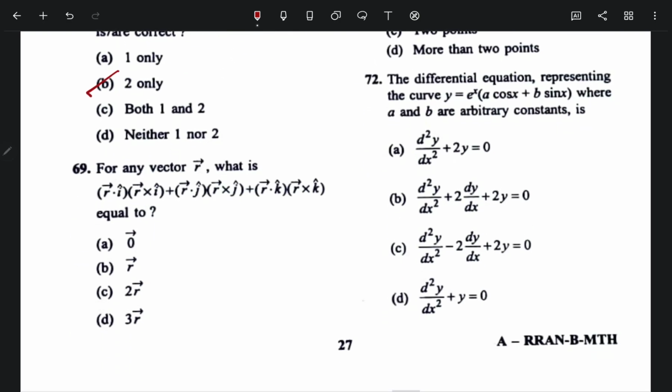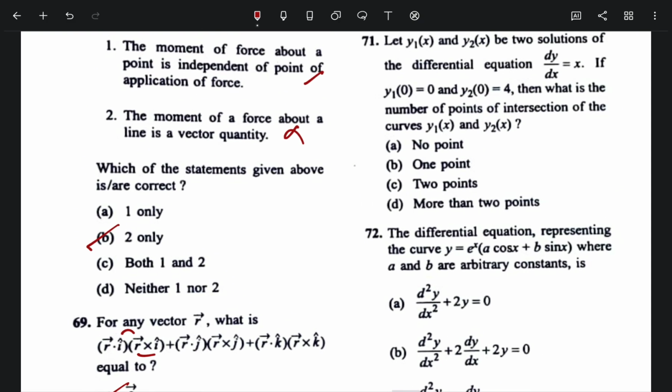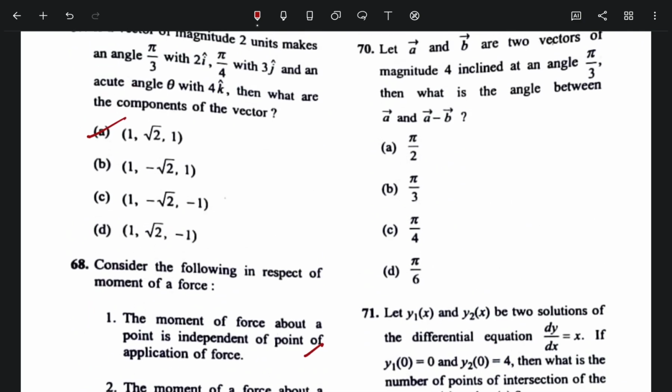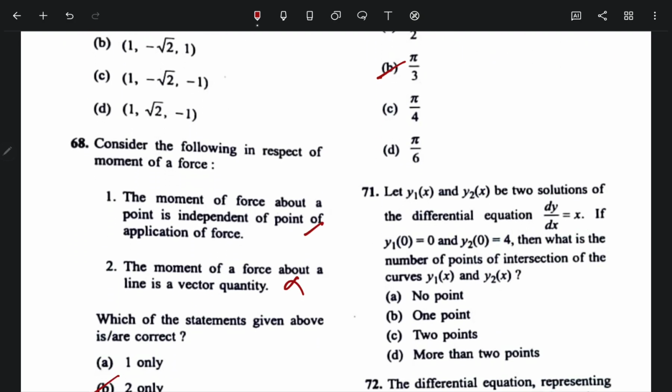Then you have 69, that is A. You cross this and have a dot. You'll find that some terms will become 0 and some terms will stay there, but you'll have negatives and positives. So in that case, everything will get cancelled out. Now we have the 70th question, which is B, pi by 3. This is the angle between the vectors, and the hint is this: the two vectors of magnitude 4 are inclined at an angle pi by 3. So this is very easy.